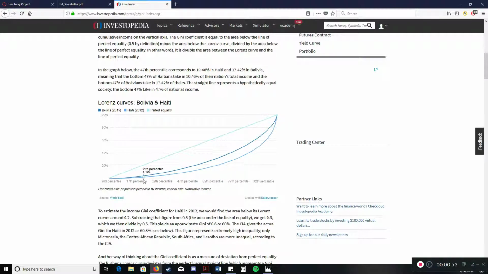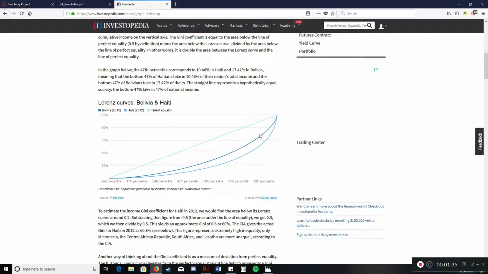Now, what we can gather from the graph is that in Haiti the 20th percentile only makes 2.01% of all income in the country, while the 90th percentile makes 52.18%. While in Bolivia, the 20th percentile makes 3.83% of total income, while the 90th percentile makes 66.62%. The 47th percentile in Haiti is 10.46%, while in Bolivia it is 17.42%. So as you can gather from the visual graph, as I mentioned at the beginning of the video, income inequality is a serious problem for Haiti and Bolivia.